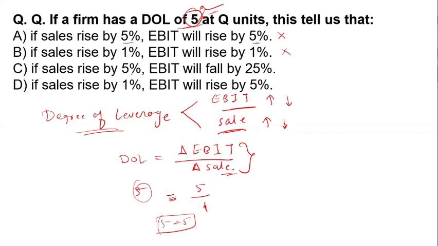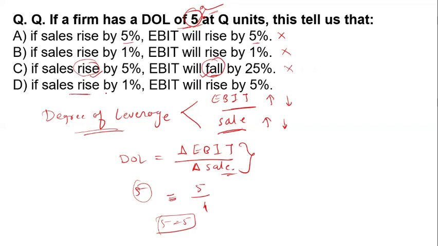Then, if the sale rises by 5%, EBIT will fall by 25%. No, this is also false, because if sale is increasing, EBIT is also going to increase, but this statement is talking about a fall. Okay, so it's also wrong.